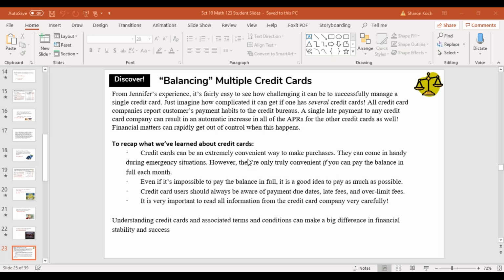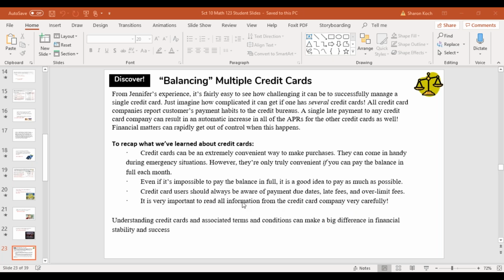Okay, so they're convenient, but you got to watch out, because you're going to have to pay on that. If it is possible to pay your full balance, do that. Otherwise, try to make the most payment you can, because remember, your finance charge is based on that remaining balance that carries over. So the lower that number is, the less interest you're going to be paying on that. So that's why you always want to pay as much as possible, and not just the simple minimum payment there.